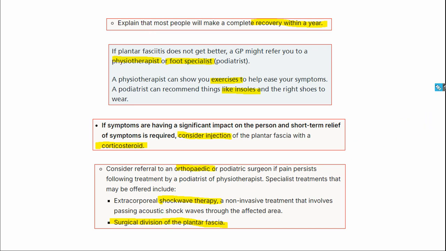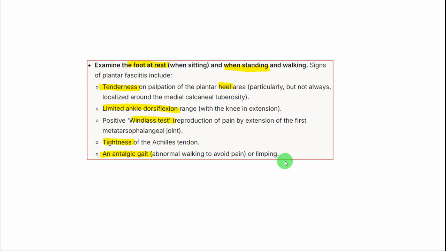So now you have seen everything as it is written in the guidelines. Let's see the mind map and examination. As I told you, a 1 minute video on YouTube will be quite enough. It's a simple examination. You will find tenderness in the area of the heel, the area of the fascia, and you will have limited ankle dorsiflexion because that will stretch the fascia. There is a test called the windlass test which will be positive as well, and of course tightness of the Achilles tendon and antalgic gait can be present here. So it's a quite easy examination. 1 minute will be more than enough. Just watch any simple video for that.